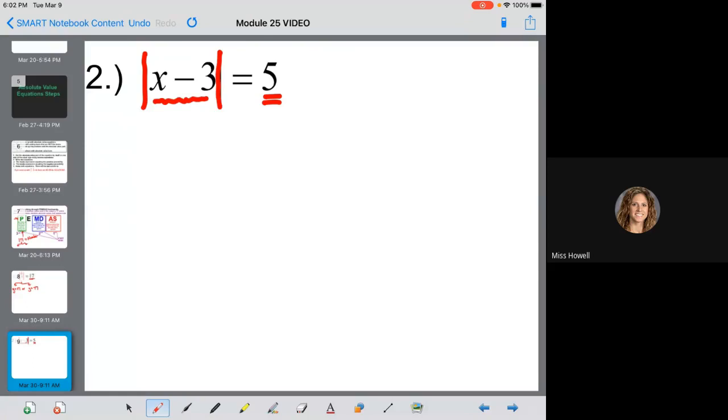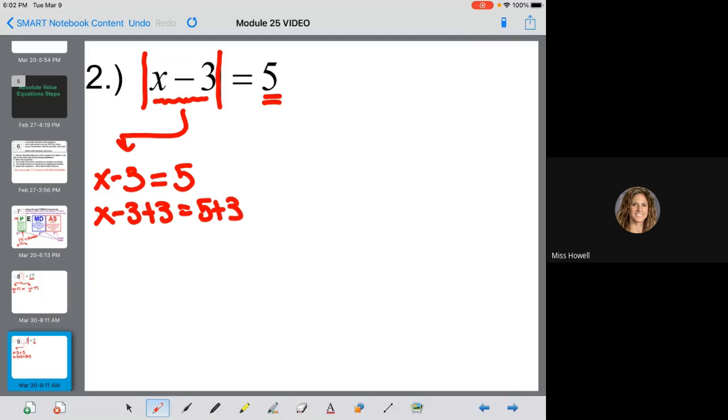So we want to start with option one, which is x minus 3, right? That value in there can have a value of positive 5. Because if that x minus 3 has a value of 5, when we take the absolute value of it, we'll get 5. So we want to solve that. It's a one-step equation. So x minus 3 plus 3 equals our 5 plus 3. Cancel on the one side, we'll get x equals 8.